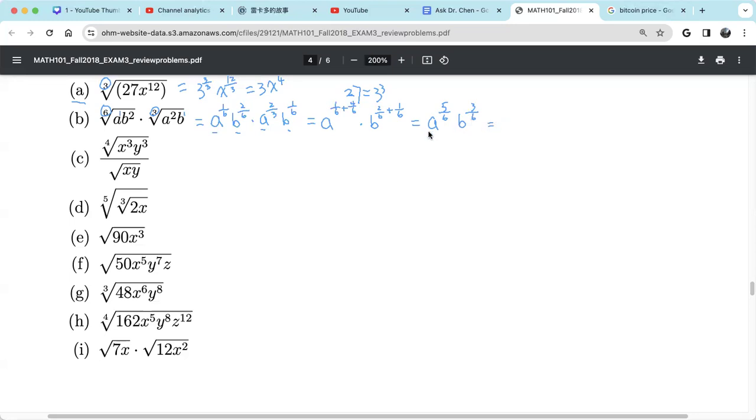Now we want to write back in the radical form. So for a, the power is 5, the index is 6. Right. For b, we see 3 over 6 can be simplified as a half. So b, we just have a square root of b. And that's it.